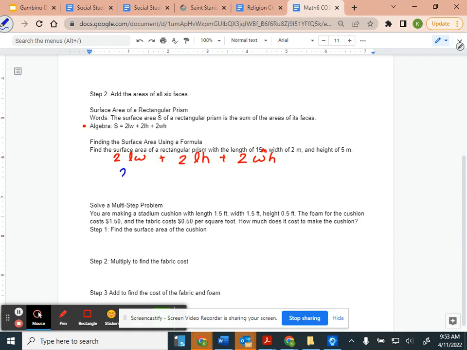Peyton, what am I going to put first? You do 2 times length times width. What is my length and what is my width? So the width is 2, so you do 2, and then the length is 15. Length is 15, my width is 2. This is why it's important that we pay attention up here. So 2 times the length times the width. So 2 times 15 is 30, times 2 is 60. I'm going to add that to my 2 times the length times height.